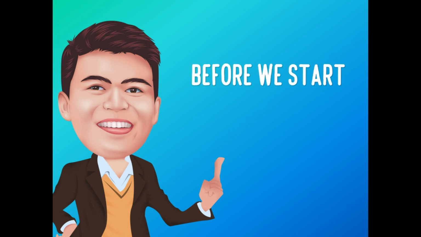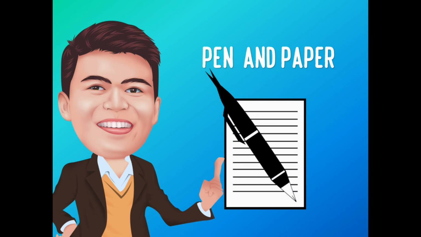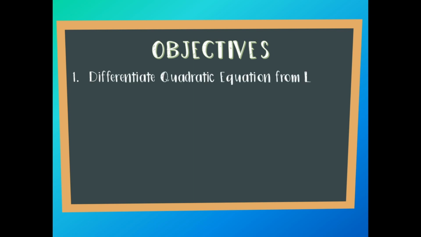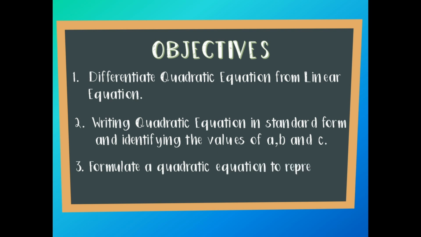Now, before we start the discussion, please prepare your mathematics module and your pen and paper. Here are the objectives of our lesson. Number 1, differentiate quadratic equation from linear equation. Number 2, write quadratic equation in standard form and identify the values of a, b, and c. Number 3, formulate a quadratic equation to represent the given real-life situations.